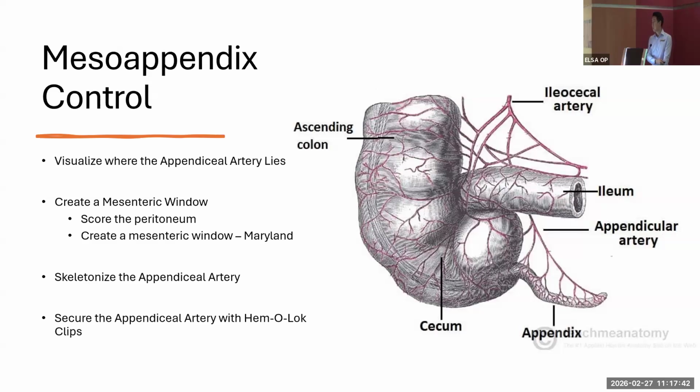You don't really have to skeletonize the vessel because it's super small. And if, let's say, you run into trouble and you can't really get a window, you can just clip it, it will still be secured. But it's good practice for junior residents to try and skeletonize these vessels because it will allow you to gain the skills to do your lap choles, your anterior resections, hemicolectomies later in your life.